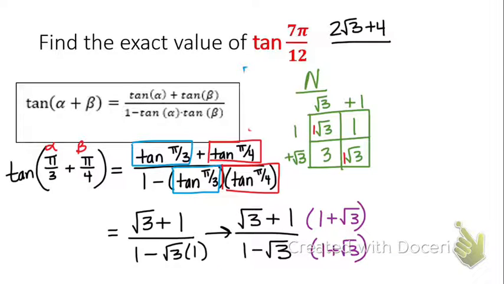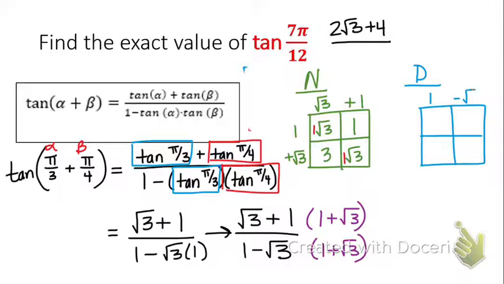All right, so now let's do that again for our denominator. So I have 1 minus root 3 times 1 plus root 3. Go ahead and fill in your 4 squares again.